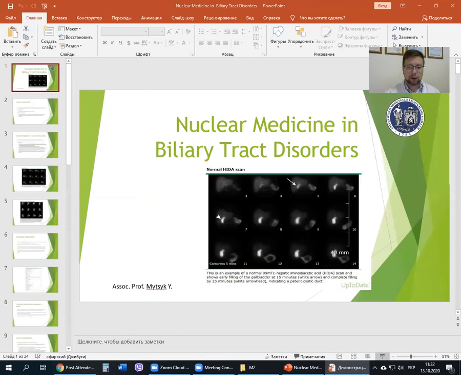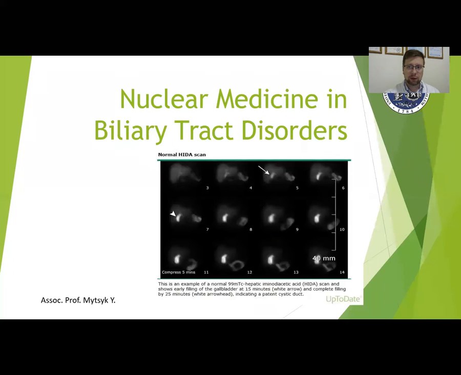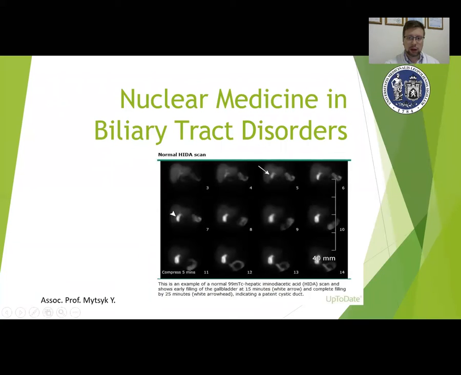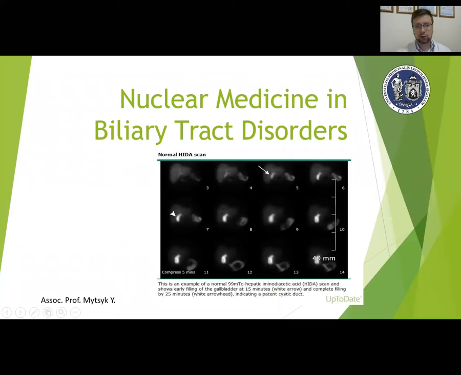We will start the lecture, and it will be split into two parts. The first part will be dedicated to the nuclear imaging of the hepatobiliary system, taking into consideration that nuclear imaging of this system is currently used less often compared to the urinary tract. We will stop less on the hepatobiliary system and spend more time on the urinary tract system. So let's start our lecture.